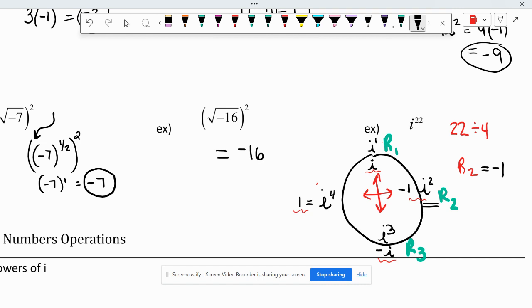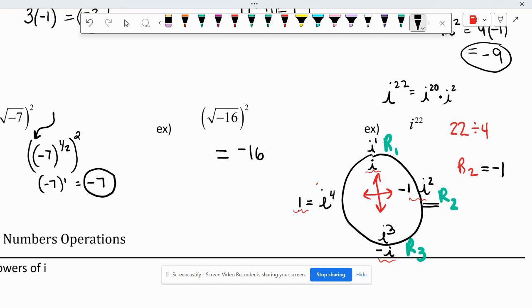Well, why does that really work? Because i to the 22nd power is the same thing as i to the 20th times i squared. i squared is -1 and i to the 20th is +1, because I worked myself around the circle 5 times. 5 times 4 is 20. But I just think it's easier to divide by 4 than breaking it up.